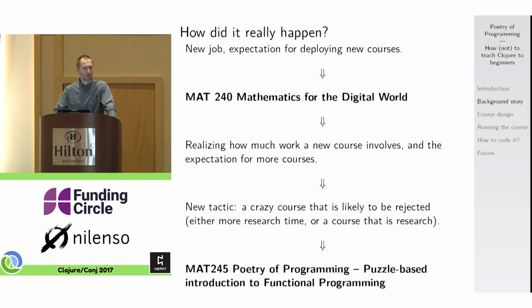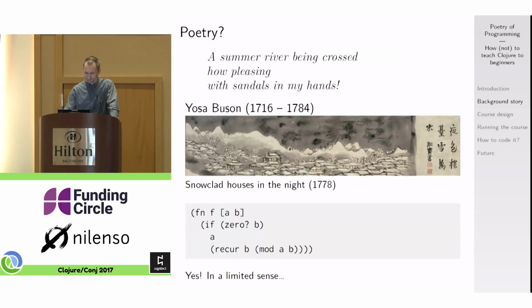And of course, I had to come up with a new tactic. It's like, okay, let's suggest something which is crazy enough that it might get rejected, so I get more research time, or I get a course which is research itself. So this is how this poetry of programming came about.